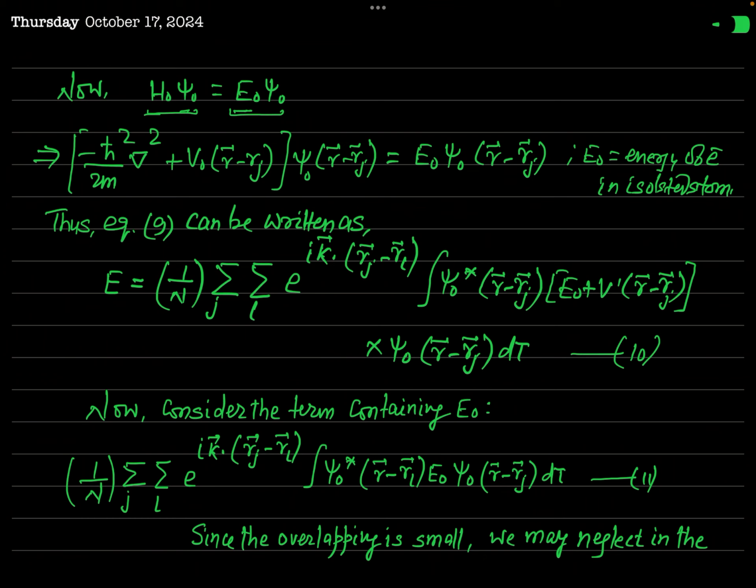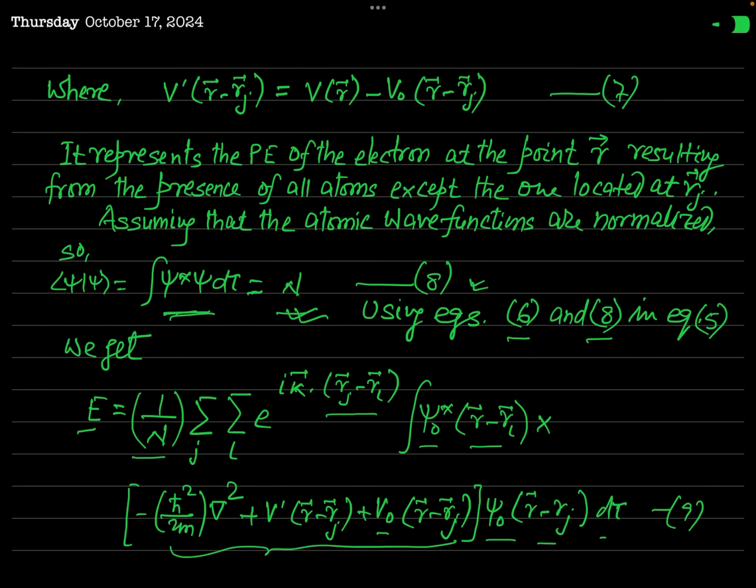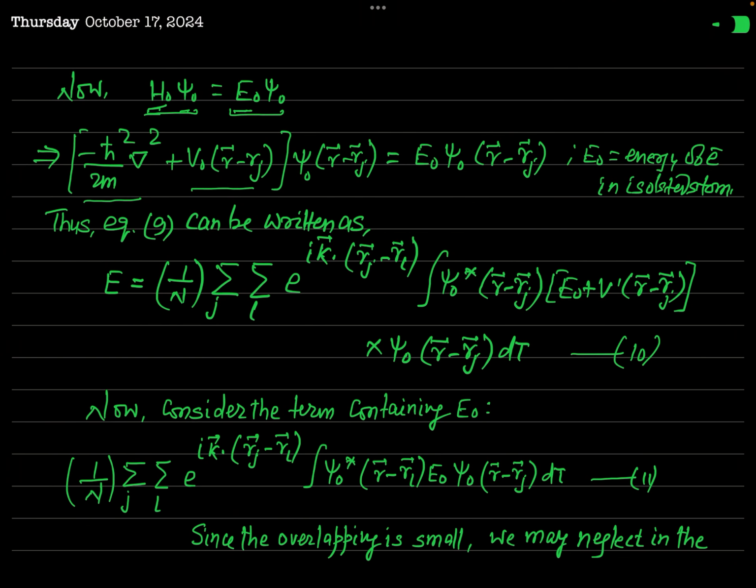Now this H naught, which is the atomic Hamiltonian, can be written like this. This is minus h bar square over 2m del square plus v naught of (r minus rj). As I have told you here, actually the other term is the perturbation potential. But if the atoms are isolated, then there will be no perturbing potential. And so the free atom Hamiltonian is equal to this much, and that is operated on psi naught of (r minus rj), giving E naught times psi naught of (r minus rj).